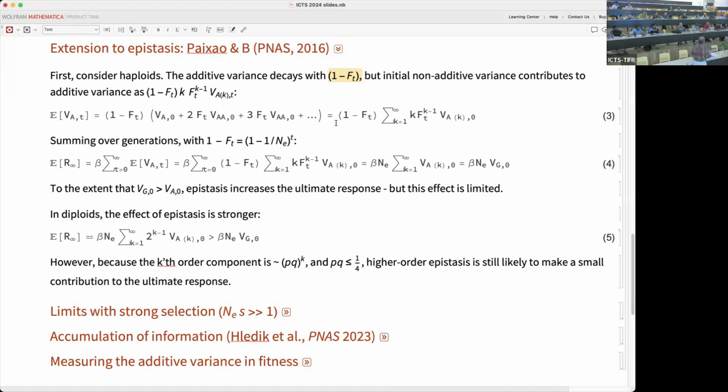When would the infinitesimal model break down? Well, the obvious difference is when you have fewer loci with larger effects. How many would you need? What would be the fraction? Yes, I'll come to that in a bit, actually.